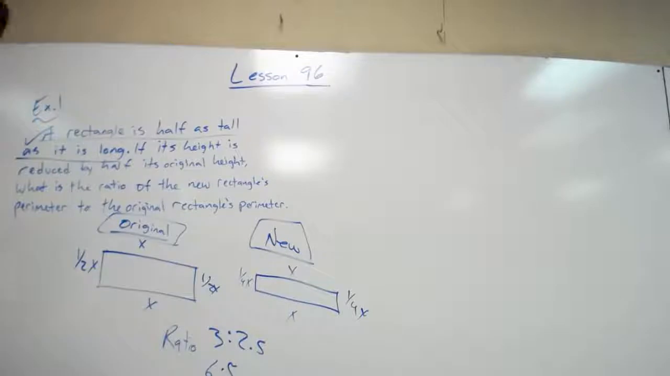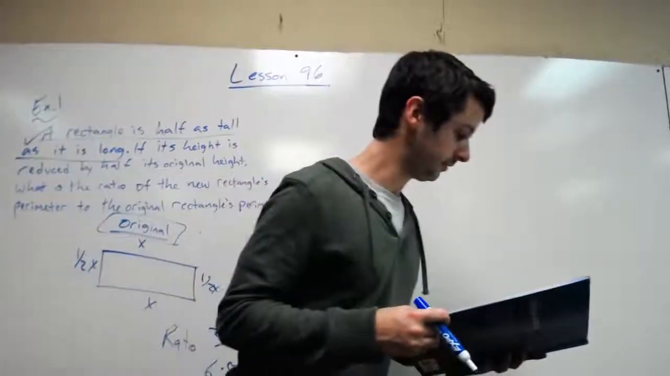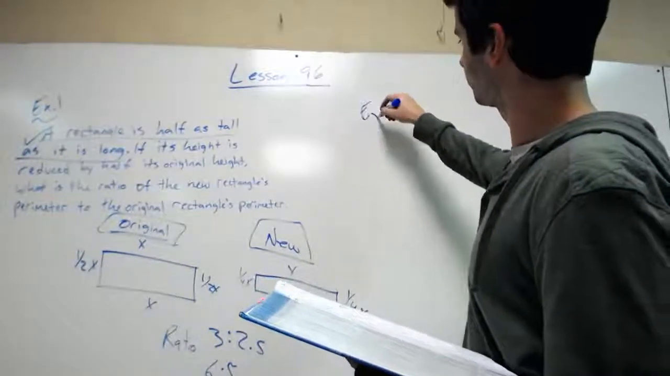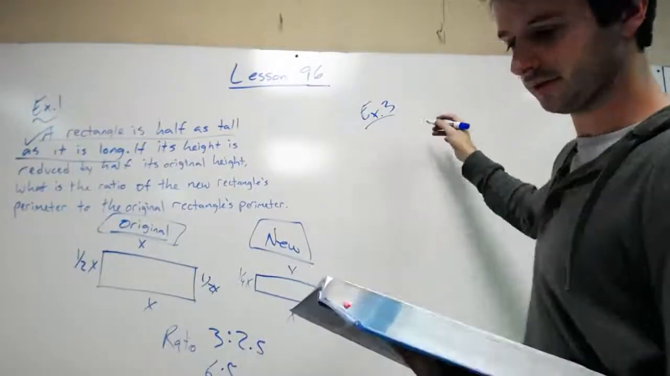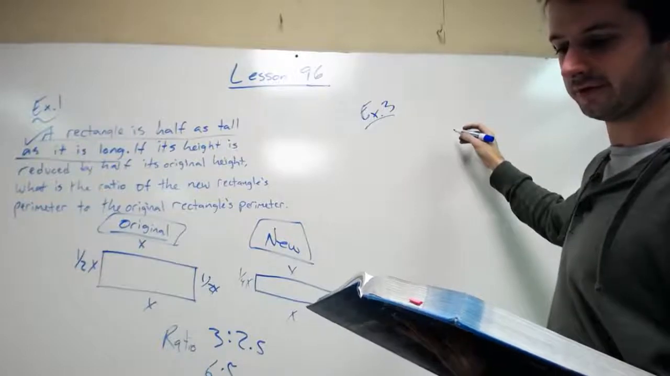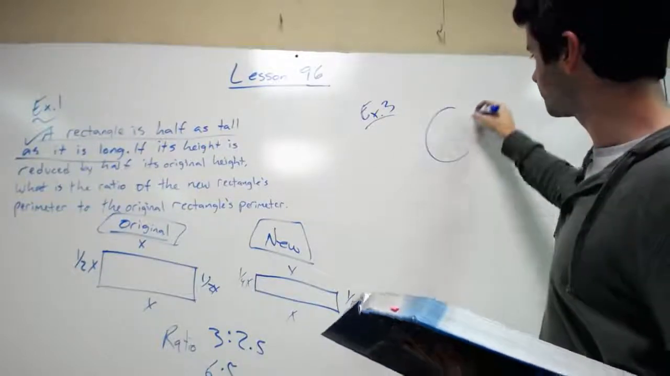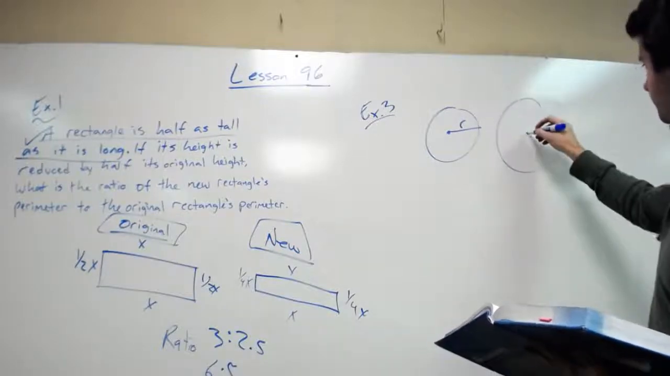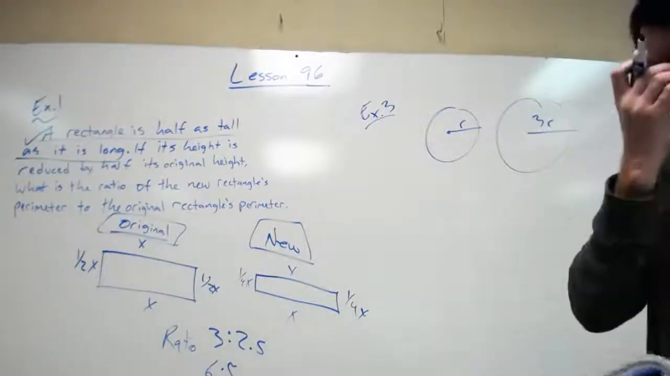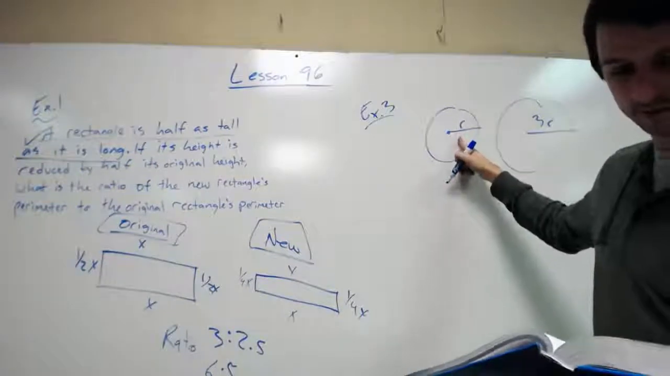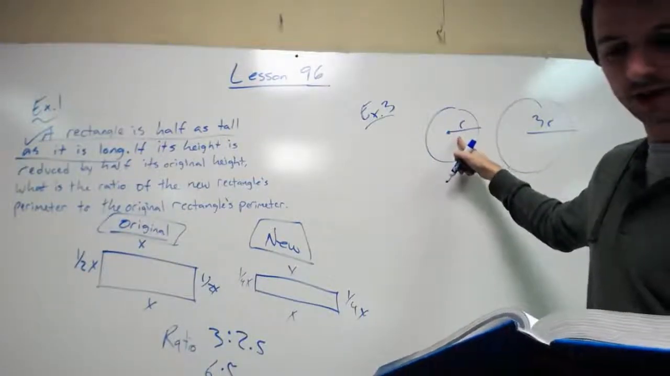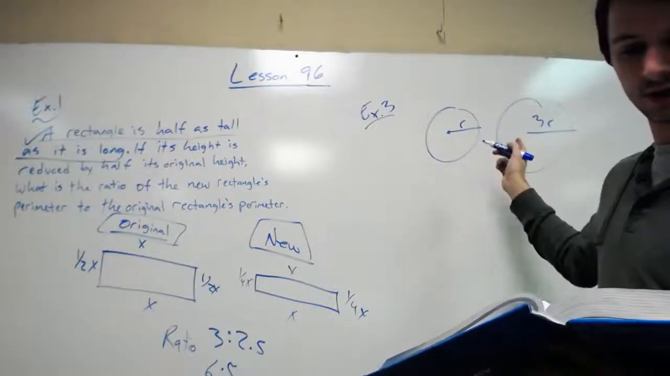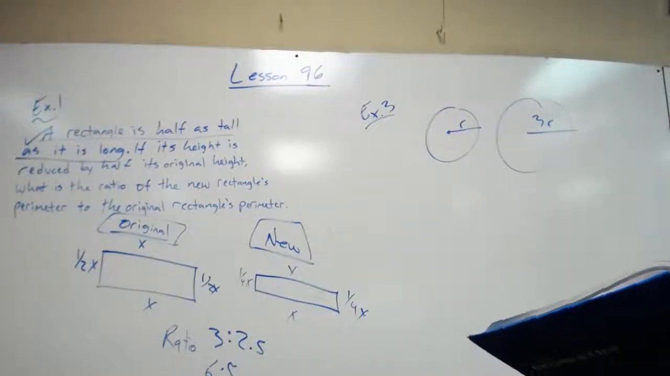For example, I'll do one more, example 3. It says a circle's radius is increased by a factor of 3. So here's my original radius, and we have a new circle whose radius is 3 times as long as this one. Find the ratio of the circle's new area and circumference to the original area and circumference.